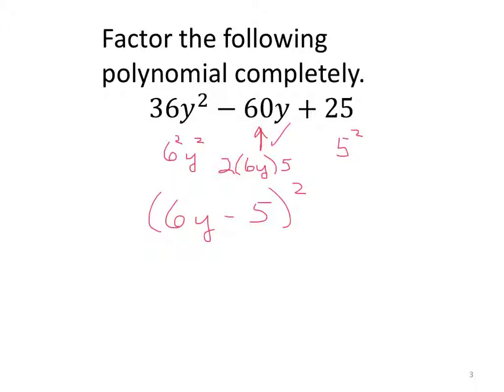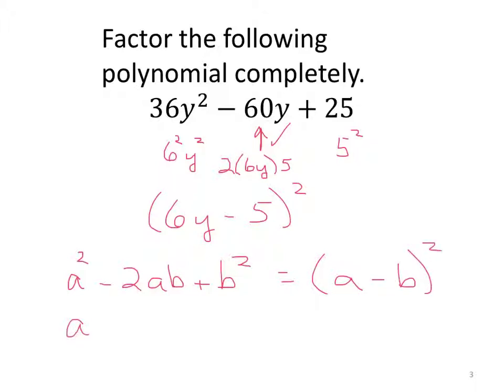It's 2 times 6 is 12, 12 times 5 is 60, and so it is, so that checks. So basically the equation is, if you have a perfect square minus 2ab plus another perfect square, that's going to factor to a minus b squared. The other formula that's similar is if it's all pluses, that's going to factor to a plus b squared.